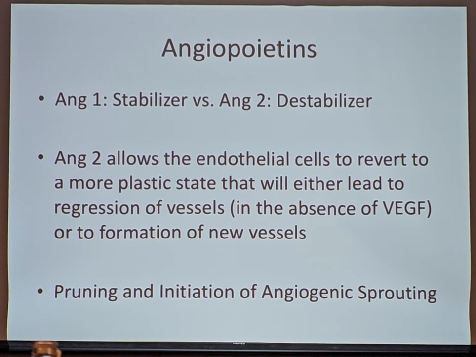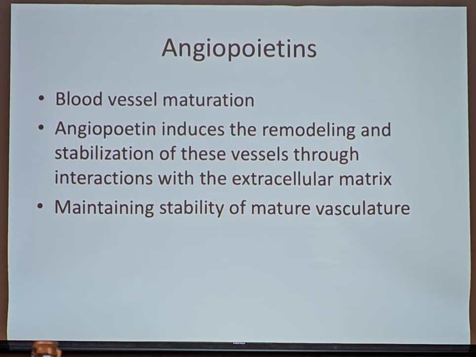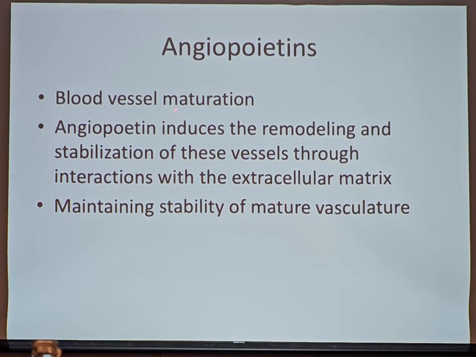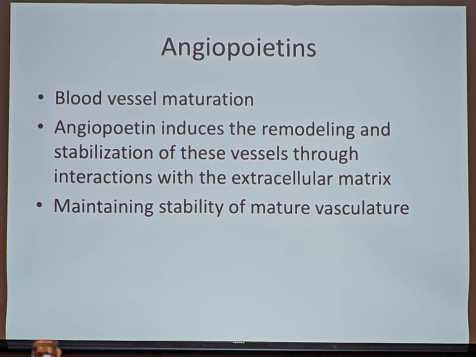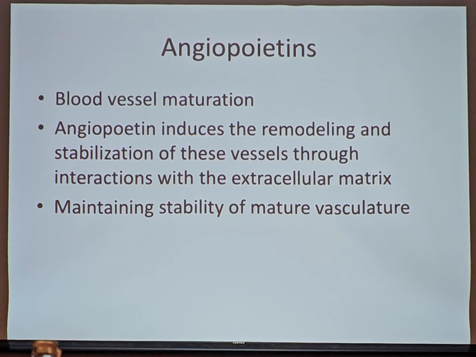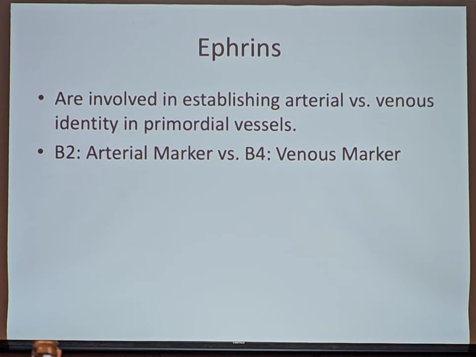So angiopoietins are therefore important for pruning and initiation of angiogenic sprouting. Or, in general, angiopoietins are important for the maturation, remodeling, and stabilization, and maintaining the stability of mature vasculature. So if you recapitulate, VEGF makes blood vessels, angiopoietin stabilizes or destabilizes blood vessels to make a mature, constantly remodeling vasculature. And now we need a third agent.